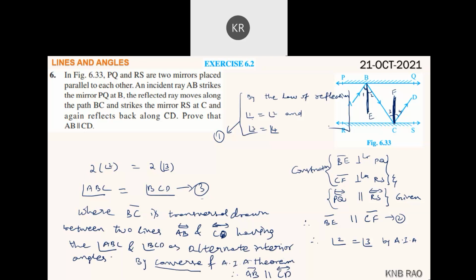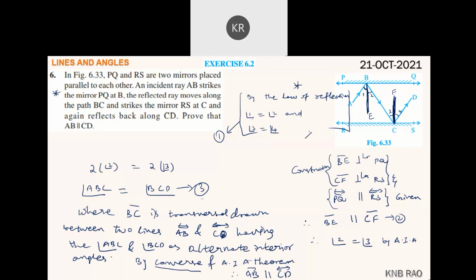So this idea is very important. This is a very important question, and this mirrors question, we say normal mirrors question. This idea is very important, and this logic of doing is very important. Okay.